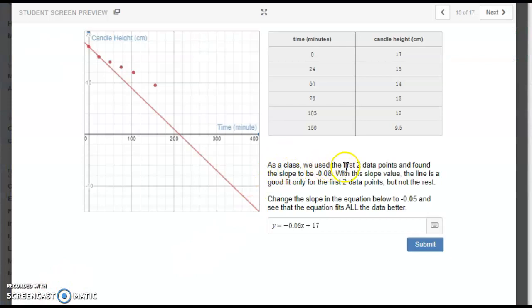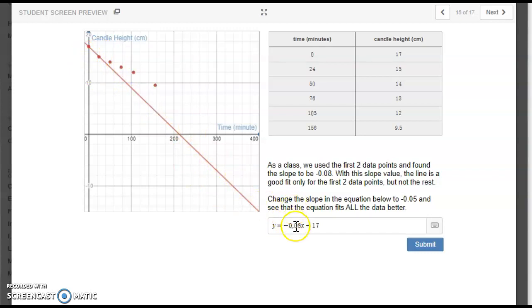Okay, so as a class, we used the first two data points and found the slope to be negative 0.08. So if you actually graph this, it's the red line. Now, does it look like it's going through all the points? It's not a very good representation. And if you remember, the candle actually had that sort of pointy shape. That is the reason it was a little faster in the beginning, because it had much less wax to begin with, and then it became more stable. So this is not a very good representation of the decline or the change in the rate.